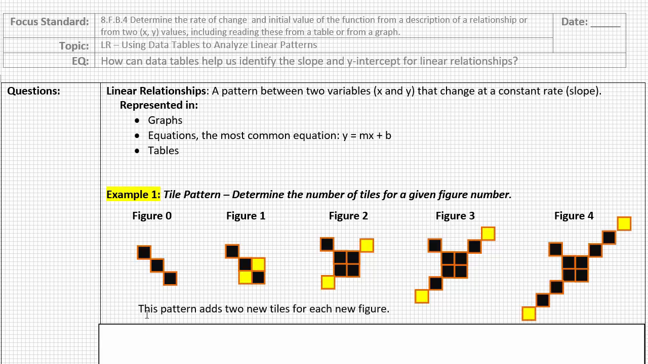If you said that this pattern adds 2 new tiles for each new figure, or something along those lines, I would agree with you. This is our starting figure, so figure 0 has 3 tiles. After that, for each new figure, it adds 2 tiles to the bottom left and top right corners in this diagonal line, and I've highlighted those. So if we continued the pattern, figure 4 would look like this, and would have 11 tiles.